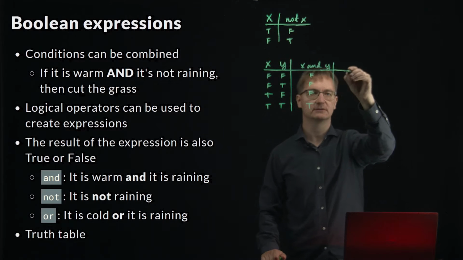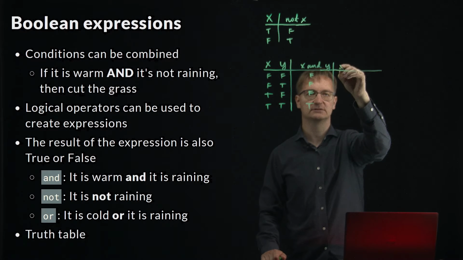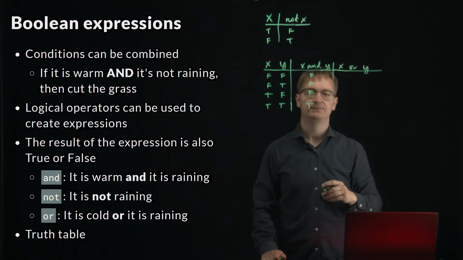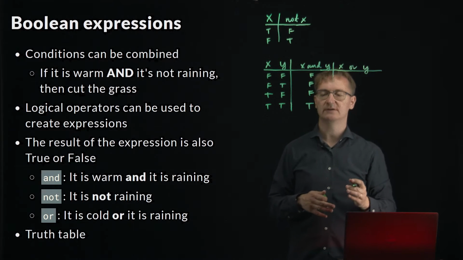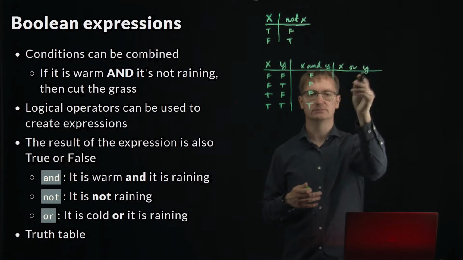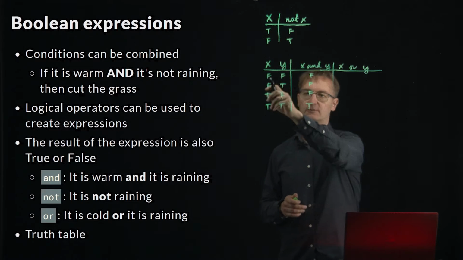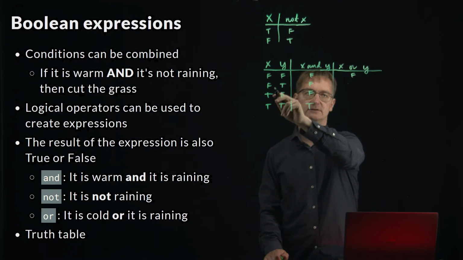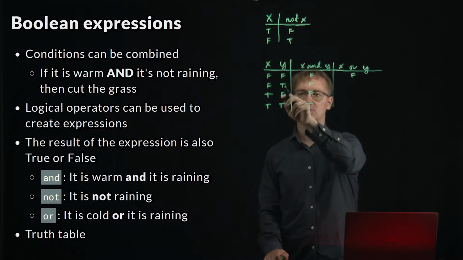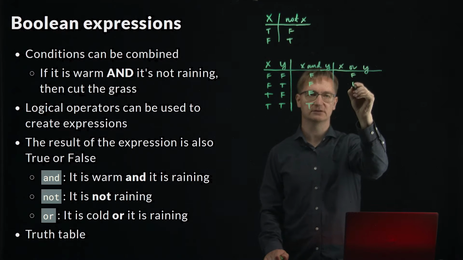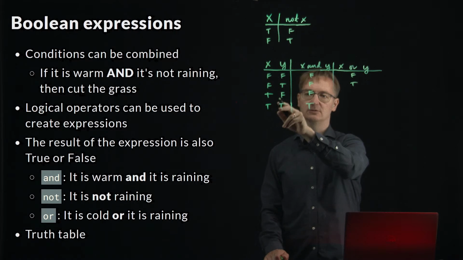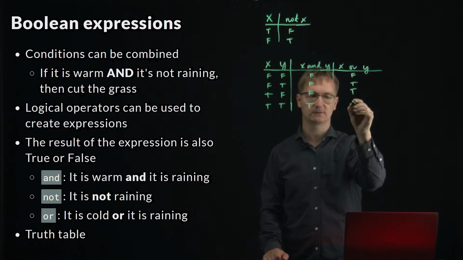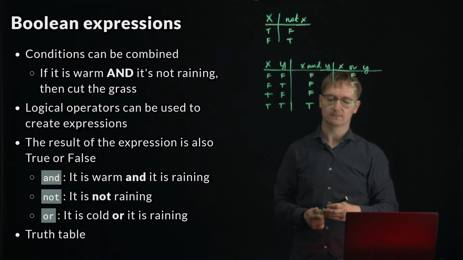The other expression we can see here is or, x or y. And this condition is true if at least one of those is true. But if they're both false, then the result is false. But here, if we say x or y, then because y is true, the result is true. If x or y, because x is true, then the result is also true. And if they are both true, then the result is also true.